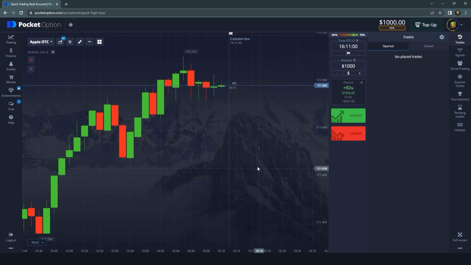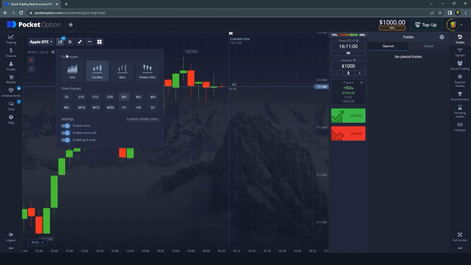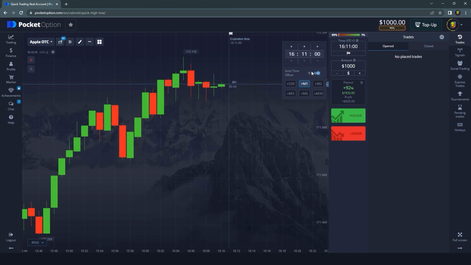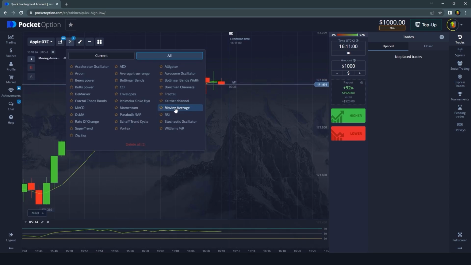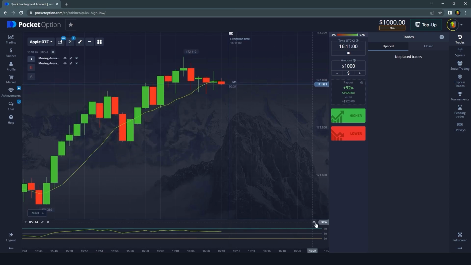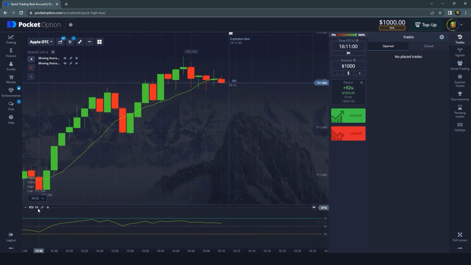I am trading this strategy on the 1 minute time frame, so I choose 1 minute candles, and 1 minute for trade duration as well. Among indicators, I add RSI and 2 moving averages. Let's make the tab of RSI bigger, but I keep the default 14 for the period setting.